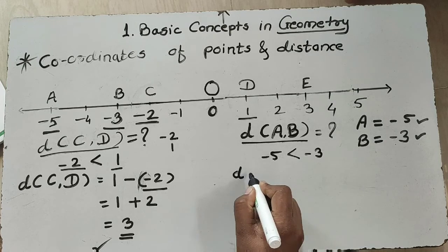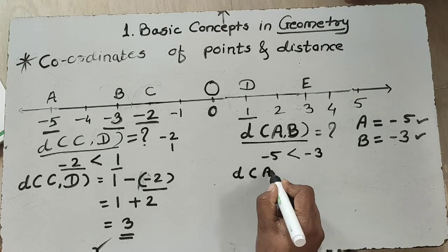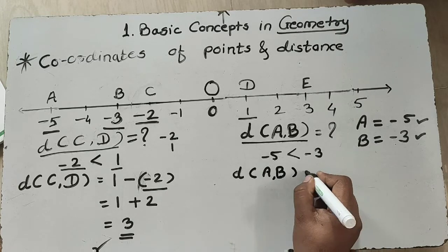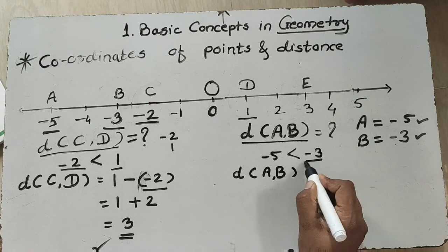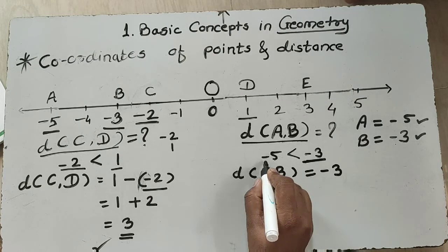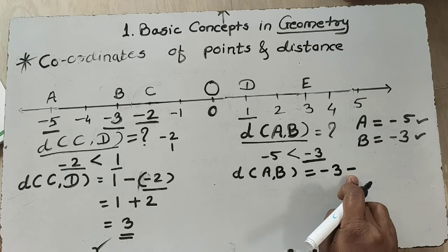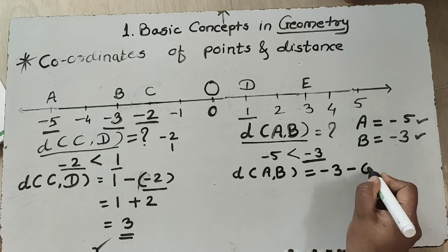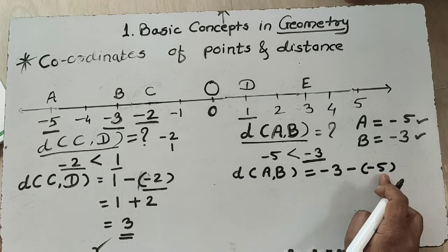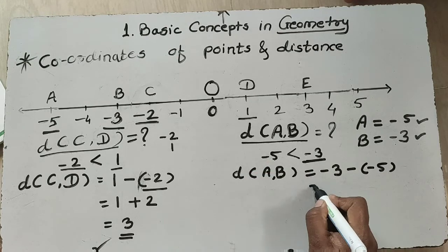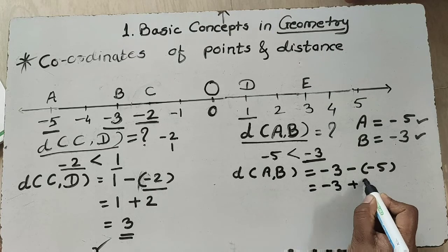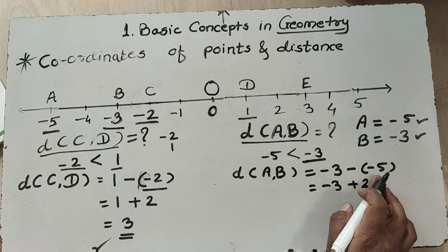So in this way we have to solve the distance of points A, B. Distance of points A, B is equal to the bigger number. Which is the bigger number here? Minus 3. Okay, minus, this is the sign of the process, minus 5, the coordinate of point A. So bigger number minus smaller number. So here I will write minus 3, minus (minus 5), minus into minus is plus 5.